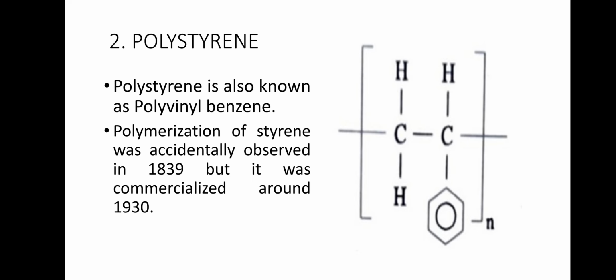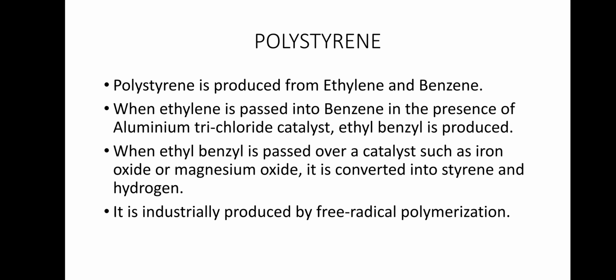Second polymer, polystyrene. Polystyrene is also known as polyvinyl benzene. Polymerization of styrene was accidentally observed in 1839, but it was not commercialized until around 1930. It has a structure with CH instead of the CH3 in polypropylene, and it has a benzene ring. So it has C2H3 and a benzene structure. It is a monomer, and repeating units of this monomer produce polystyrene.